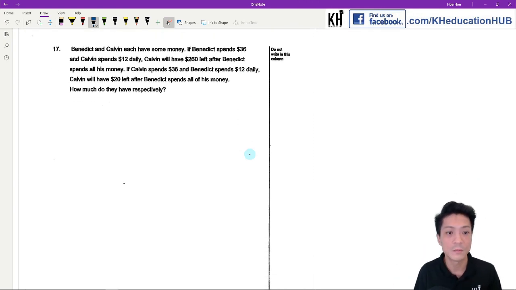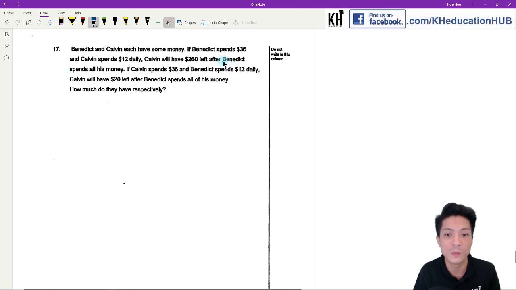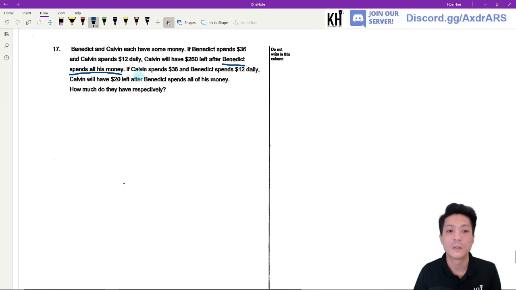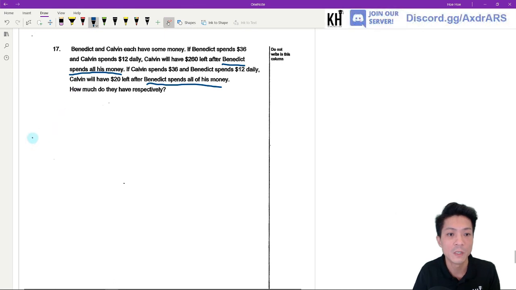Question 17. Benedict and Kelvin each have some money. If Benedict spends $36 and Kelvin spends $12 daily, Kelvin will have $260 left after Benedict spends all his money. So the key word over here is Benedict spends all his money. If Kelvin spends $36 and Benedict spends $12 daily, Kelvin will have $20 left after Benedict spends all his money. How much do they have respectively? If you remember this question, I think I did it before.